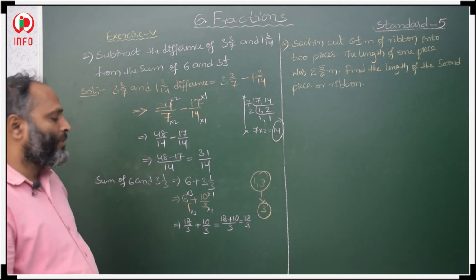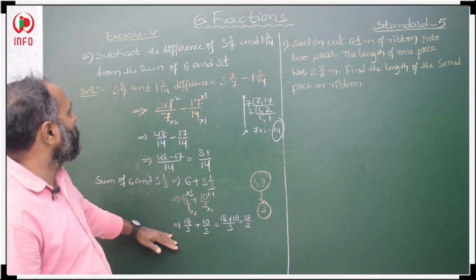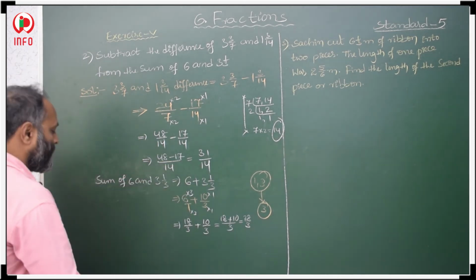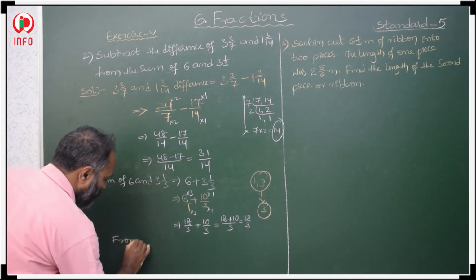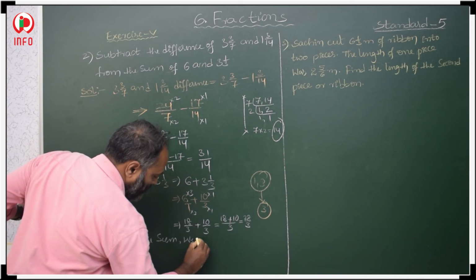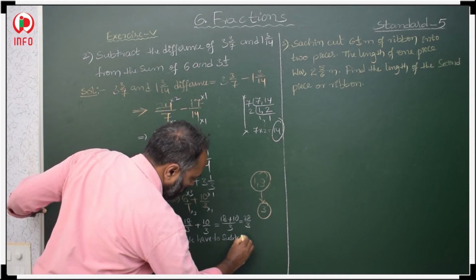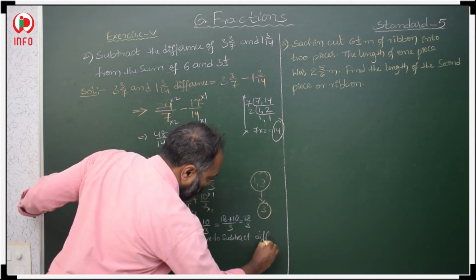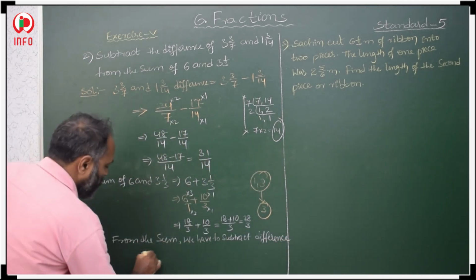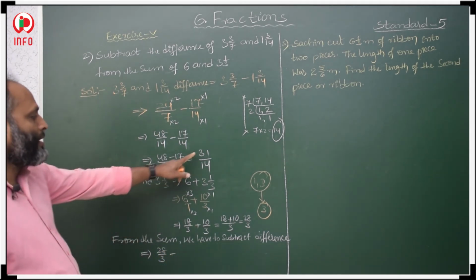This is the sum. After that, from this sum we have to subtract this difference. We have to subtract the difference from the sum. What is the sum? 28 by 3. From this sum we have to subtract this difference.